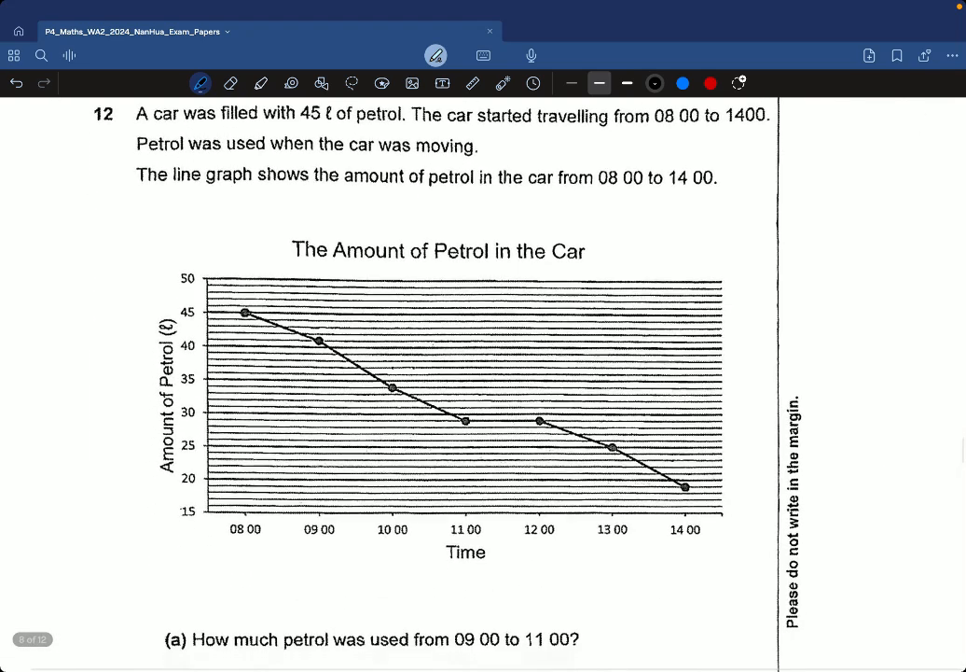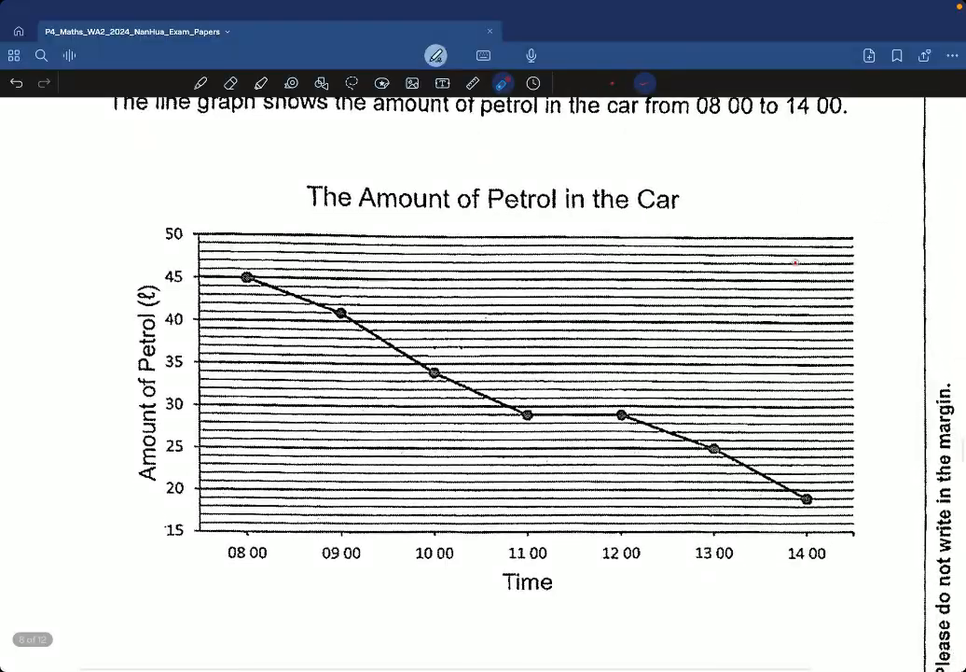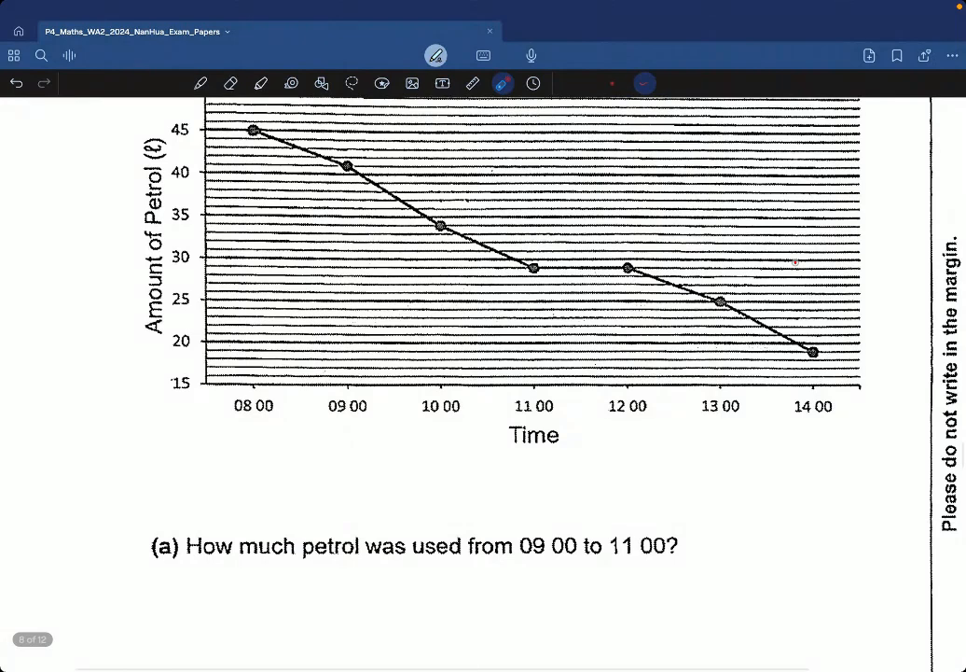Let's move on to the next question. Question 12. A car was filled with 45 liters of petrol. The car started traveling from 0800 hours to 1400 hours. Petrol was used when the car was moving. The line graph shows the amount of petrol from 0800 hours to 1400 hours. Question: how much petrol was used from 0900 hours to 1100 hours?